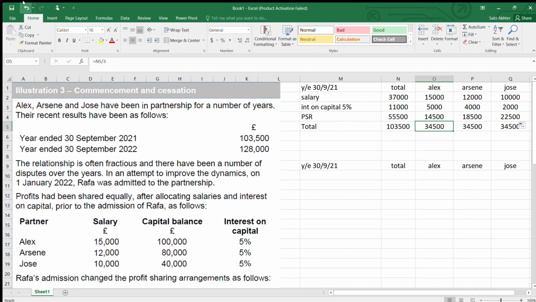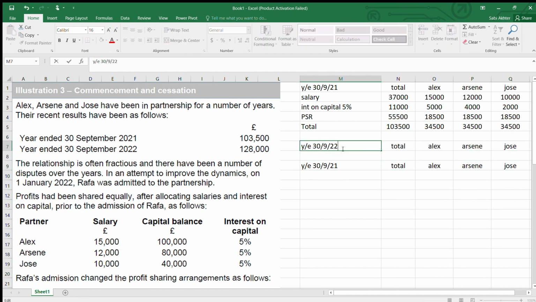Okay, there's been a mistake. They told us profit has to be equal, so it is this divided by 3. So just copy paste only the value, you see. Then the next, copy paste, this one will be for 2022.